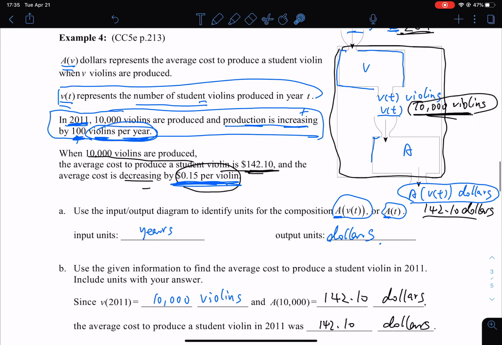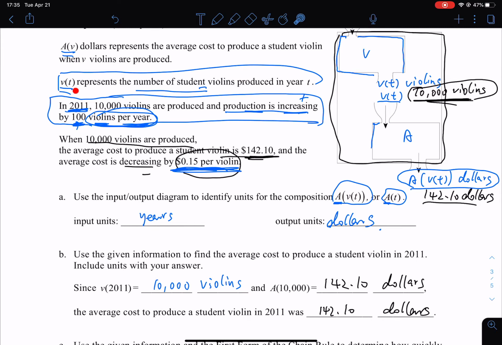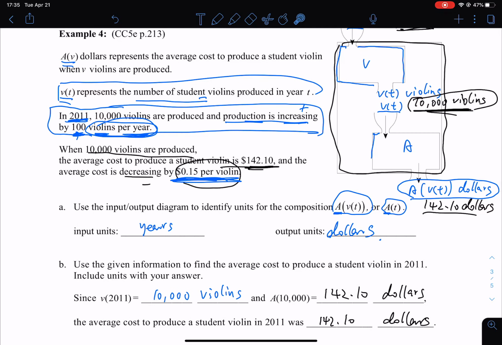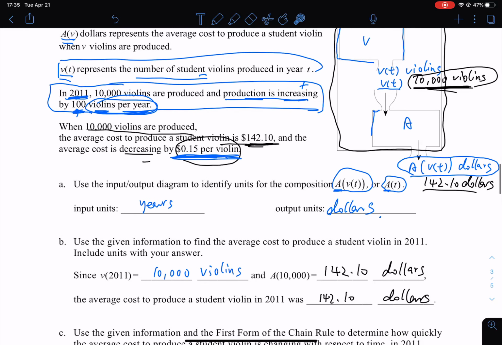All right, so for this one, we are given two functions. The first one, A of V dollars, represents the average cost to produce a student violin when V violins are produced. So the second one, V of t, is just the number. So the first one is the average cost. The second one is the number. And this one shows you in 2011, 10,000 violins are produced and the production is increasing by 100 per year.